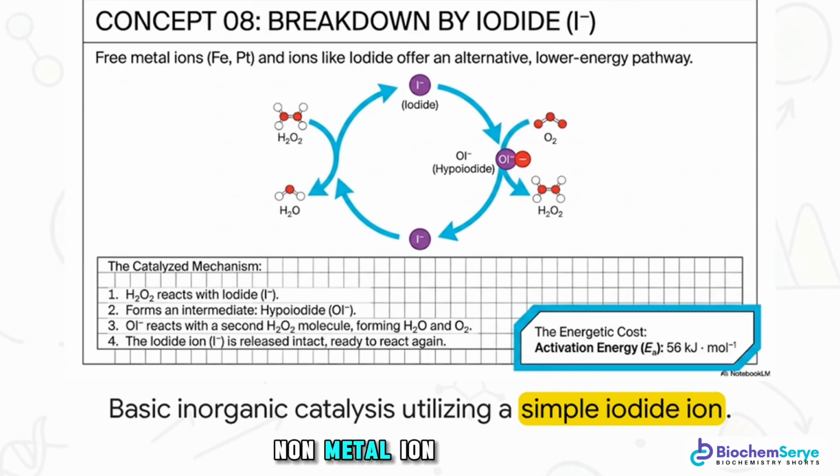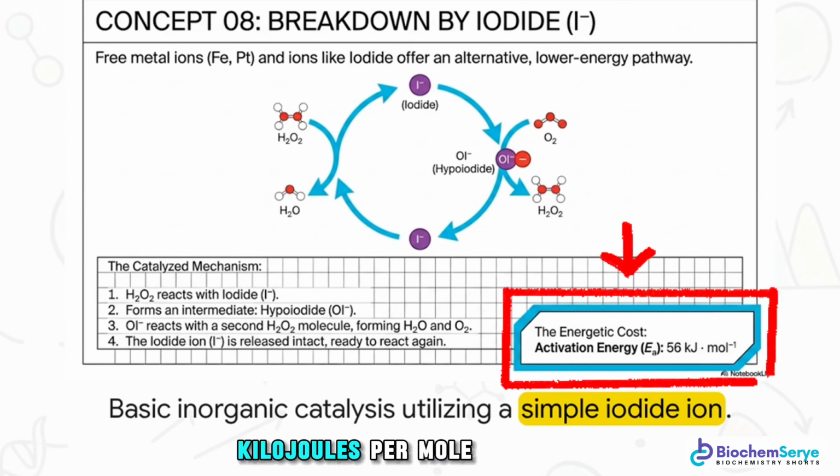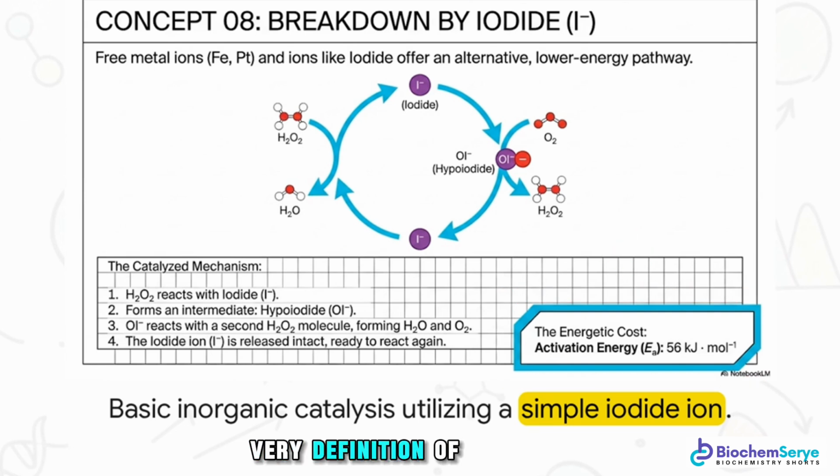Even a simple nonmetal ion, like basic iodide, provides an alternative cyclical pathway. It chemically reacts with the peroxide to form a temporary, safer hypoiodite intermediate, completely avoiding that dangerous atomic oxygen. By providing this distinct structural route, the required activation energy remarkably drops from a steep 75 to just 56 kilojoules per mole. And, fulfilling the very definition of a catalyst, the simple iodide ion is successfully released entirely intact, ready to initiate the cycle all over again.